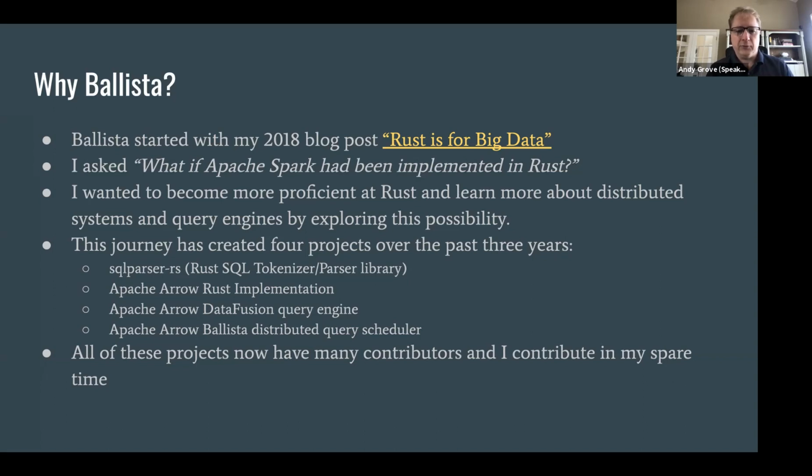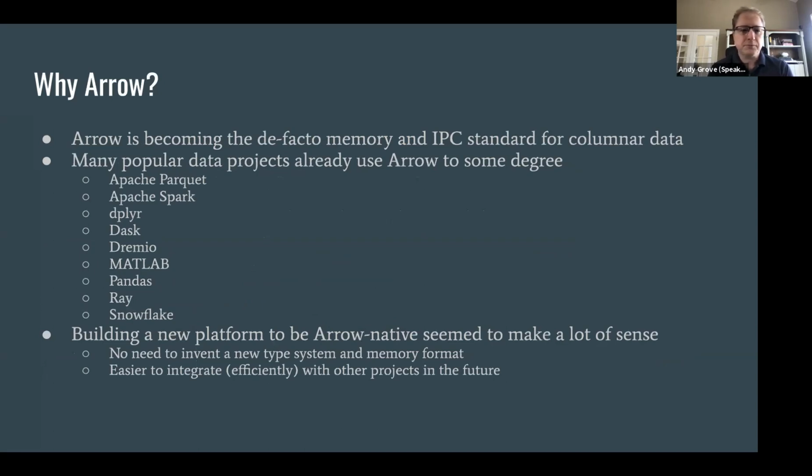So with that in place, I moved on to the DataFusion query engine, and then the Ballista distributed compute, which I'll be going into in this talk. But all of these projects are now part of Apache Arrow. So why Arrow? Arrow's been around for quite a while now, around 5 years, and it's been quickly becoming the de facto memory format for columnar data.